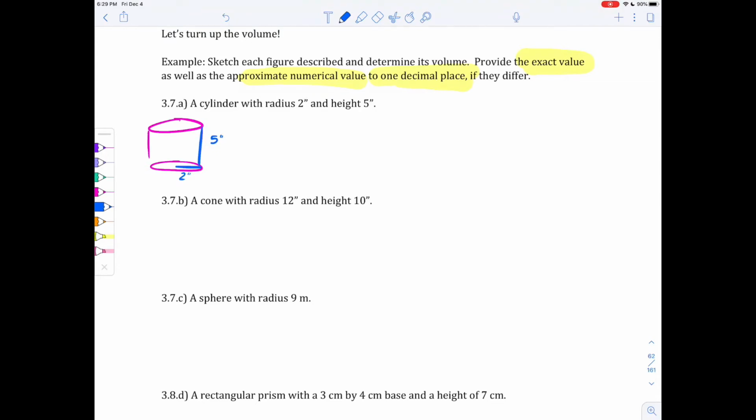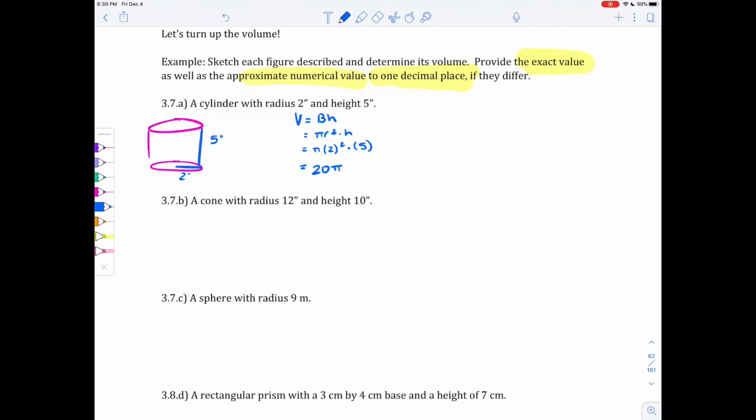Now, I know that a cylinder is treated just like a prism, so its volume will be the area of the base times height. I know that my base here is a circle, and the area of a circle would be pi r squared. So I have pi r squared times height. I know in this case my radius is 2, and my height is 5. So I get pi times 2 squared, which is 4, times 5, which will give me 20 pi.